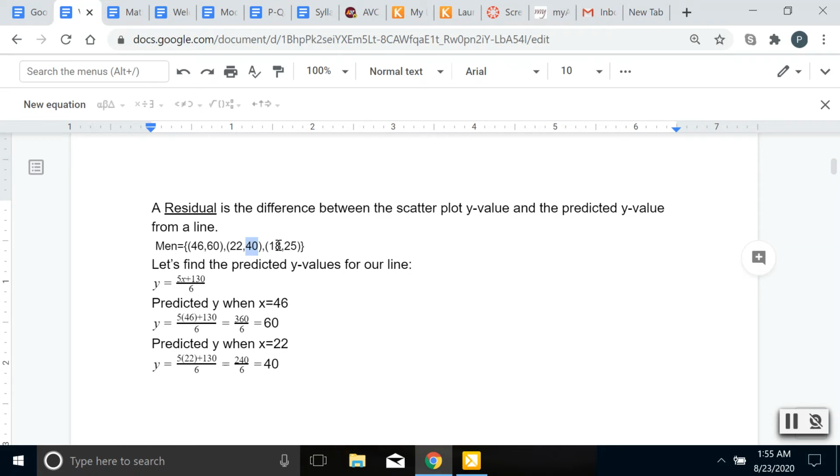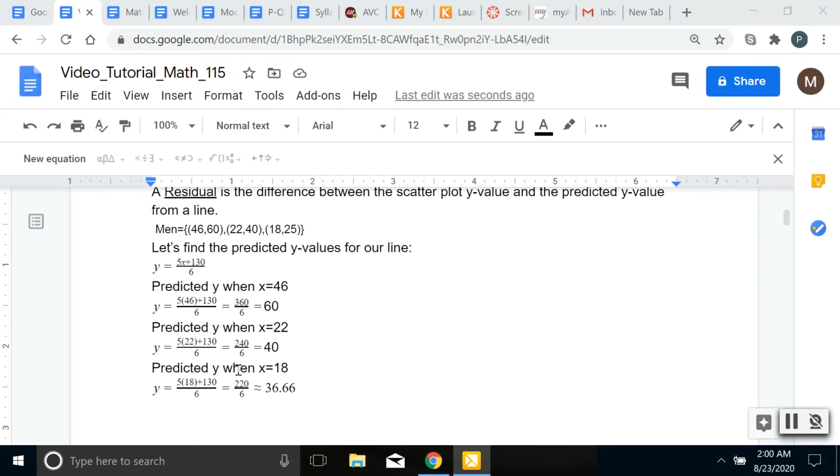The predicted value for 18 is not going to be 25. Let's check it here. Okay, so now let's do the predicted value when x is 18. We're going to put 18 in place of x up here. So it'll be 5 times 18 plus 130 over 6, which is 220 over 6, which is approximately equal to 36.66. So you can see that doesn't agree with the 25 up here. That's the scatterplot y value.